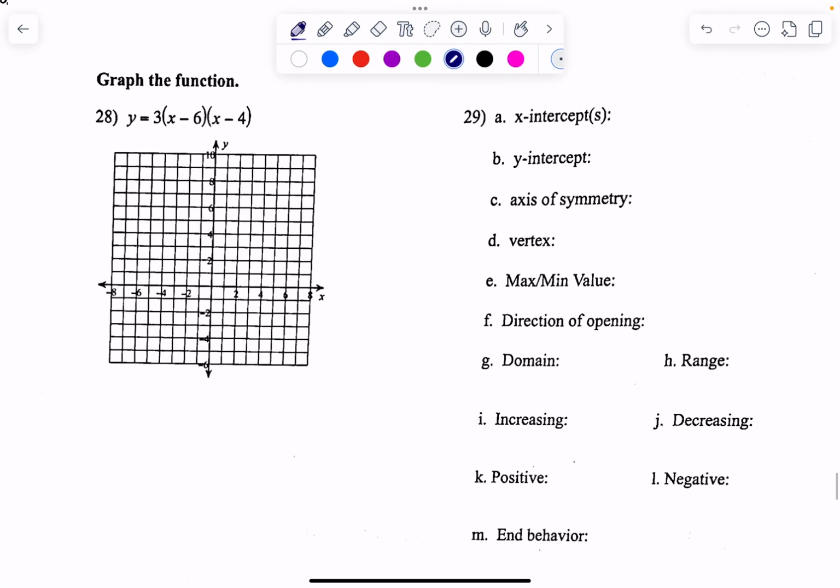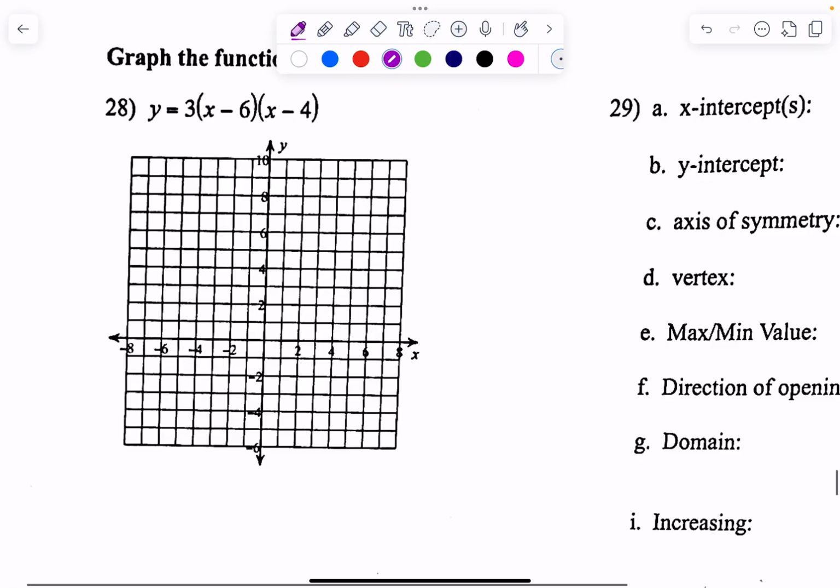Okay, so let's graph these. So with this type, usually we first find the x-intercepts. So it's at positive 6 and positive 4. We then find the axis of symmetry, which will be located halfway between. So right here is our axis of symmetry located halfway between. So we know our axis of symmetry is at x equals 5. We just don't know where the y value is at the vertex till we go plug in 5.